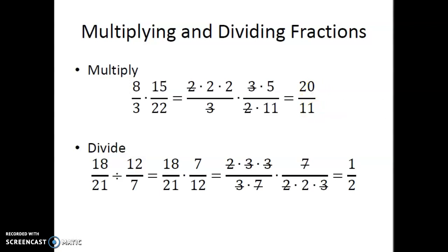When we're dividing fractions, since we can't always divide straight across, we change to multiplication, but take the reciprocal of the divisor. So 18 over 21 divided by 12 over 7 turns into 18 over 21 times 7 over 12. But once again, we can simplify beforehand. I'm using the prime factorization method here, and then I can cancel out common factors. So I'm canceling out a pair of 3s, another pair of 3s, a pair of 2s, and a pair of 7s, and then my quotient becomes 1/2.